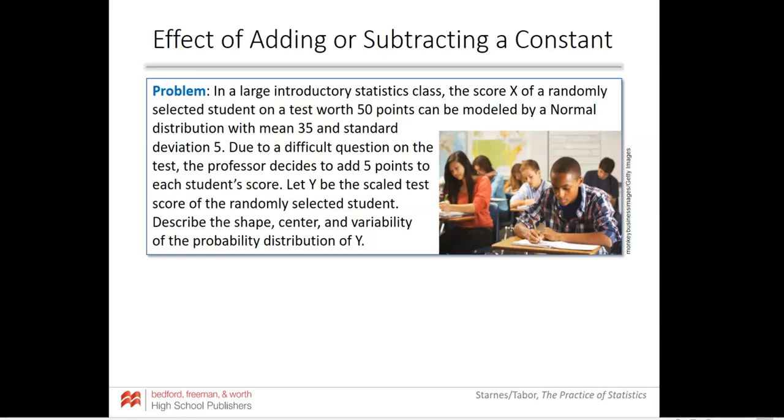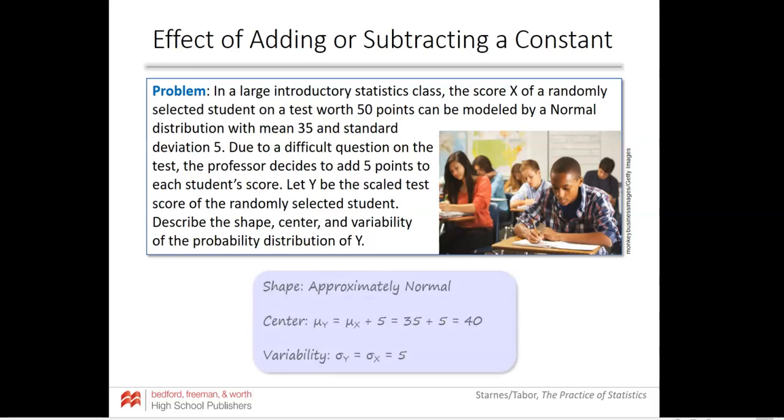So how would that affect, say, the shape? Adding 5 to everyone's score, will that affect the shape? Not at all. Will it affect the center? The mean was 35. If you add 5 to everybody's score, the mean's certainly going to change. Adding does change the measure of center, so it's going to be 40. How is that going to affect the variability? It was a standard deviation or a spread of 5. It's still going to be a standard deviation of 5, so it doesn't change the variability.